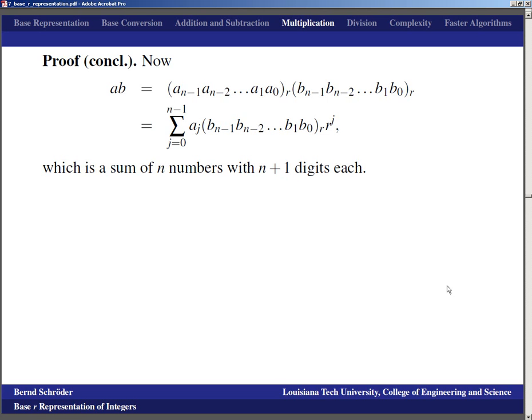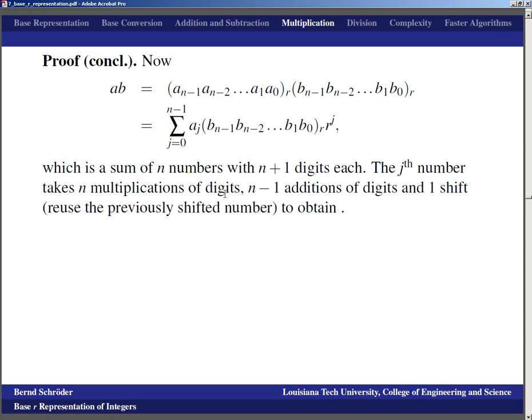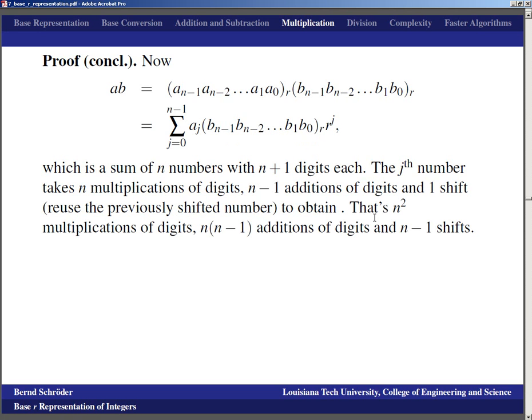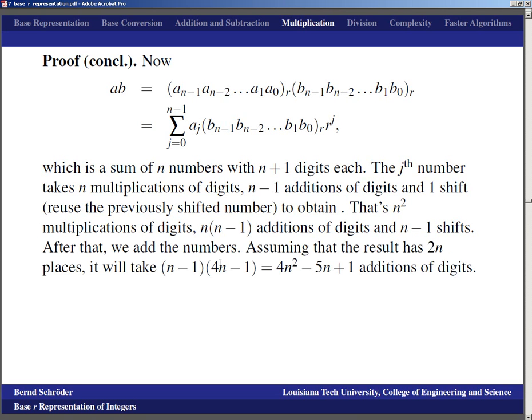I think that should just be an n here. And the jth number takes n multiplications of digits, n minus 1 additions of digits, and 1 shift to reduce, and that is because, of course, the shift by 1 digit would always be accomplished by just reusing the previously shifted number if we store that in between. And so that means we need n squared multiplications, n times n minus 1 additions of digits, and n minus 1 shifts.